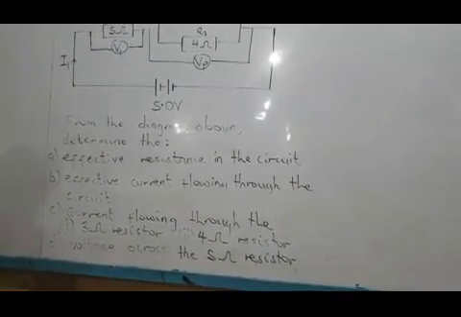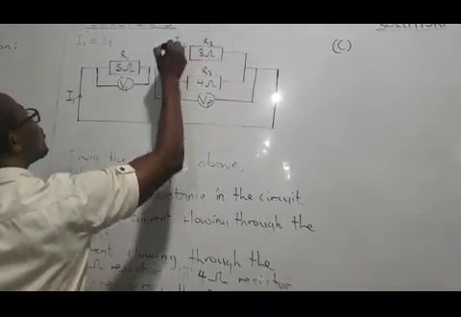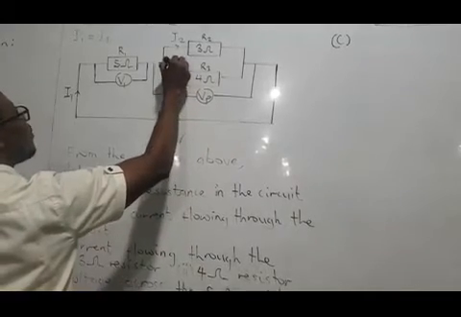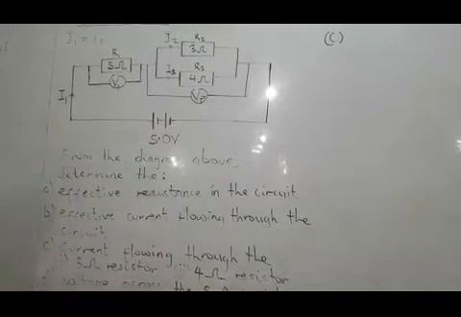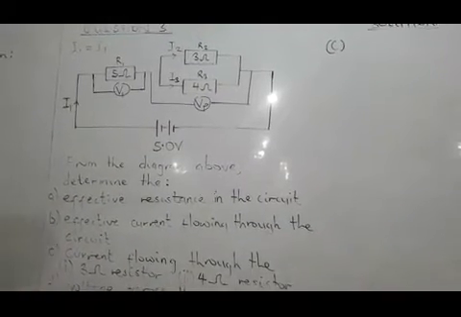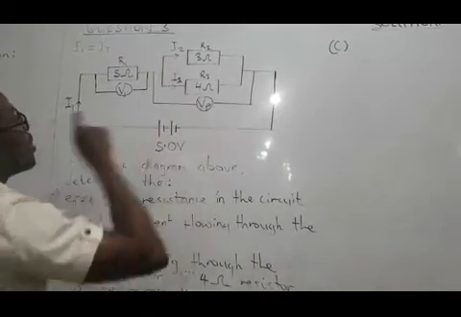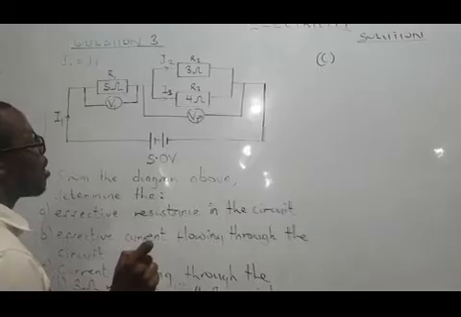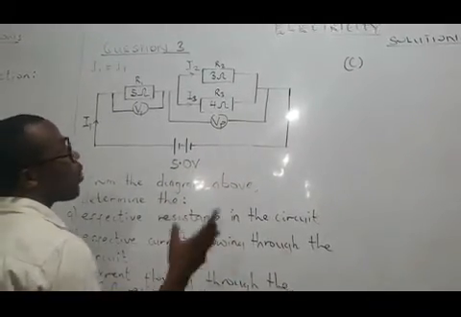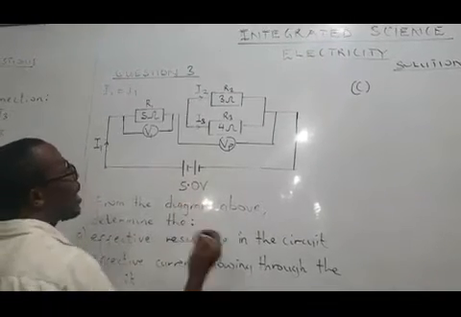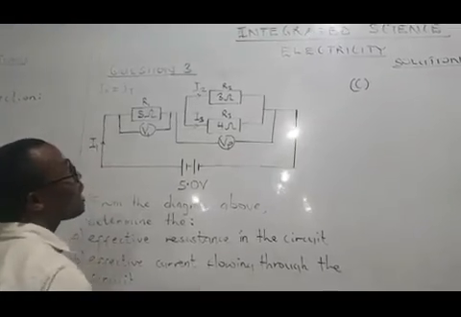But this question is asking to find the current flowing through this. Since this is R2, let's say the current flowing through this is I2. This is R3, so the current flowing through this is I3. Now, I explained in the previous section that anything you are asked to find the current flowing through resistors connected in parallel connection, you have to look at the total voltage across the parallel connection and then divide that voltage by the resistance of each of the resistors, and that'll give you the current.